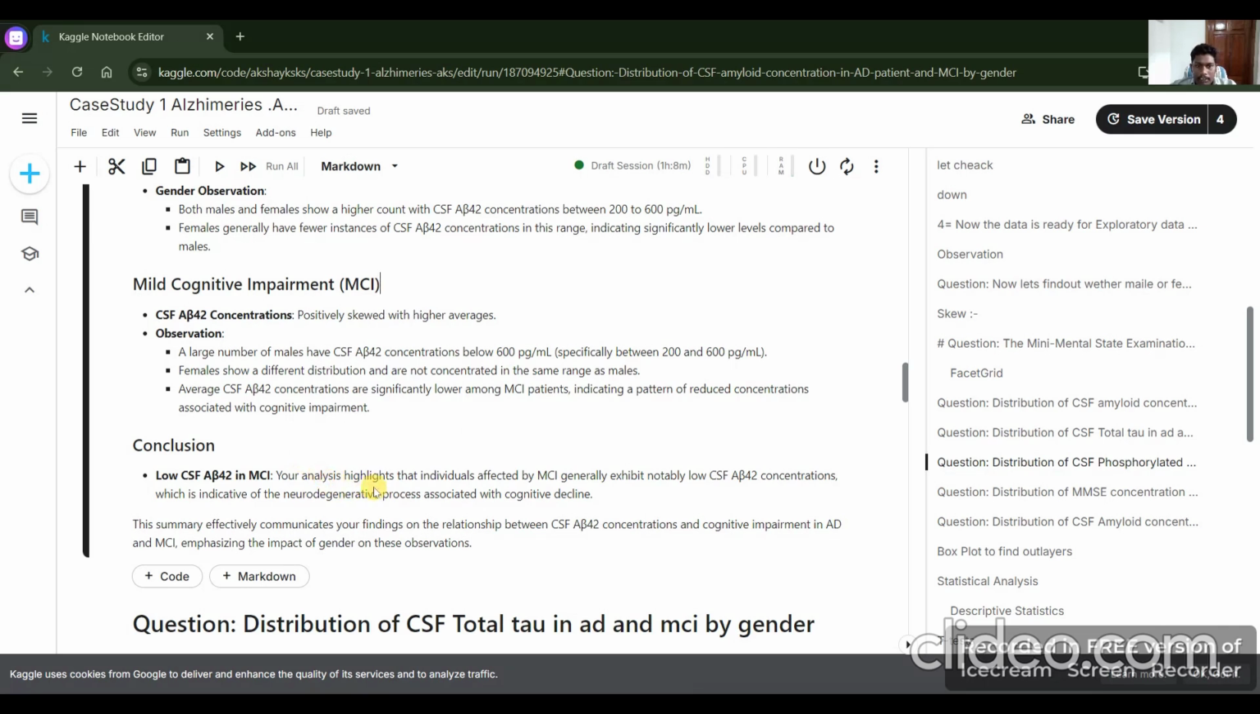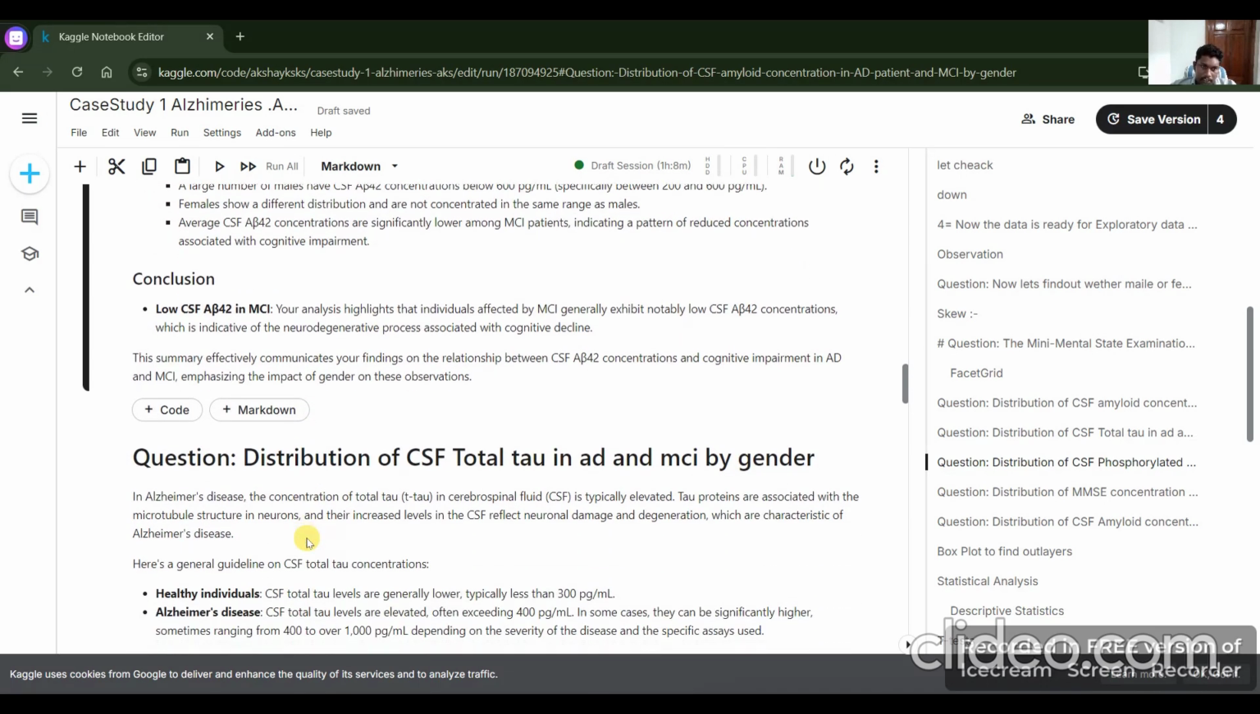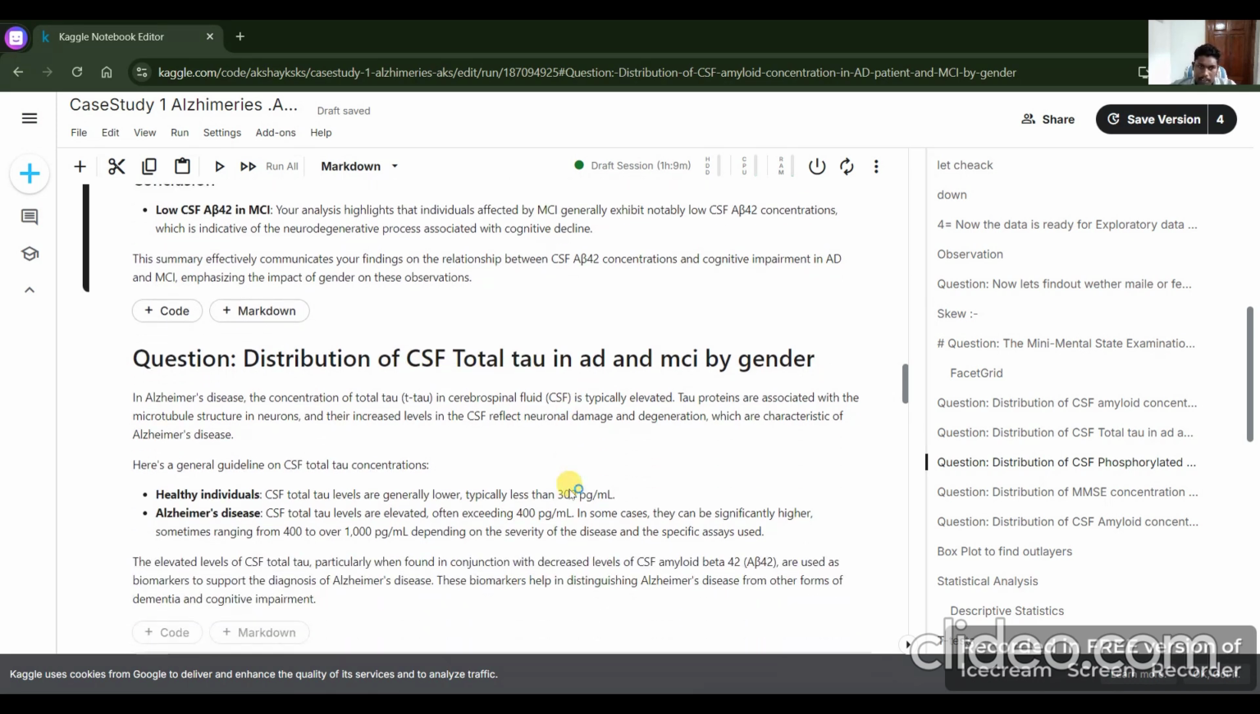Conclusion: your analysis highlights that individuals affected by MCI generally exhibit notably lower concentration, which is indicative of neurodegenerative processes associated with cognitive decline. The summary effectively communicates findings on the relationship between CSF concentration and MCI, AD, emphasizing the impact of gender on the observation. Next, the question: distribution of CSF total tau in MCI by gender.